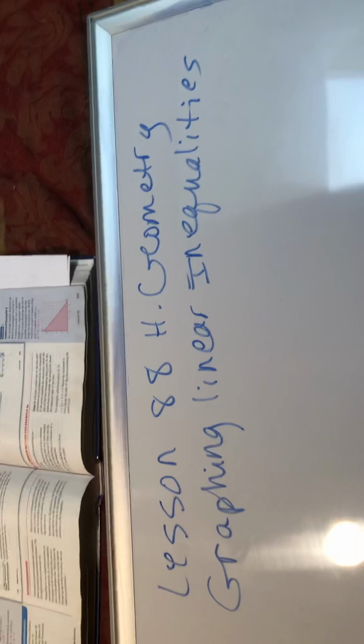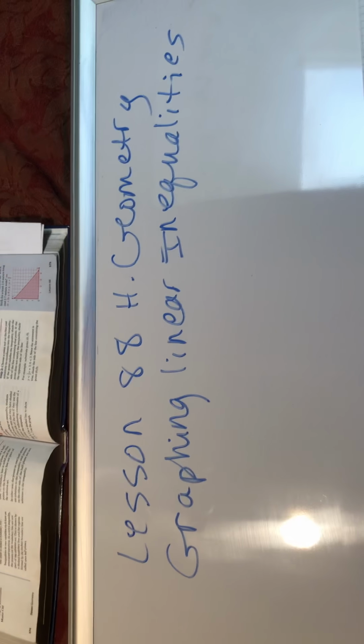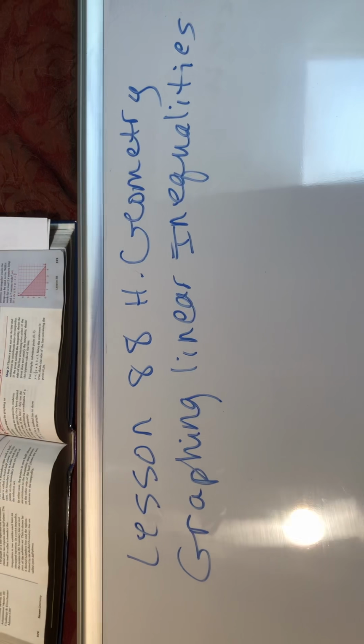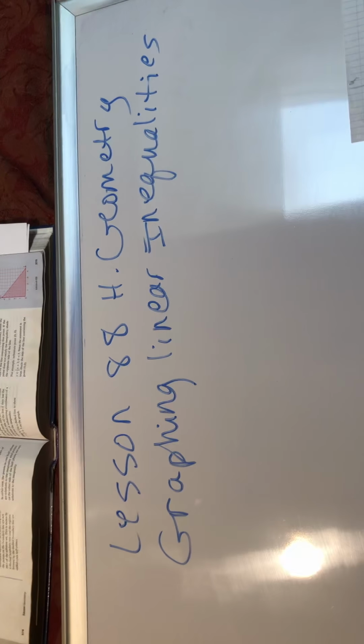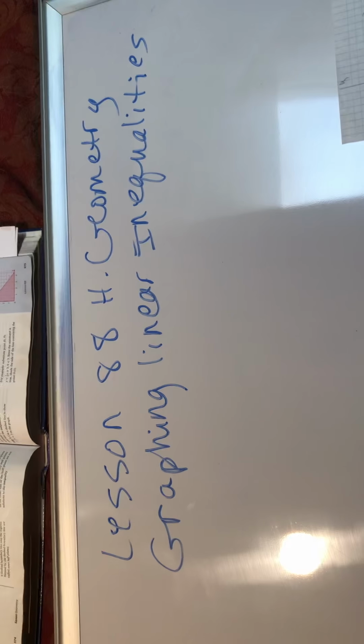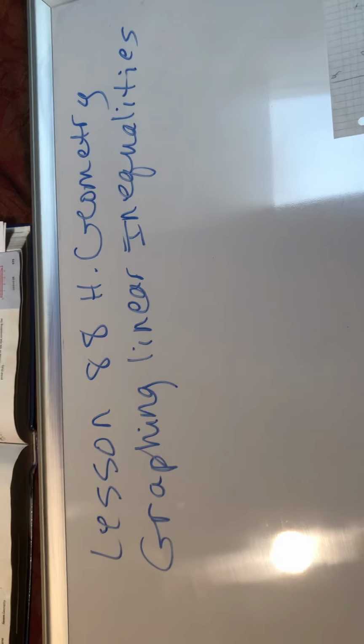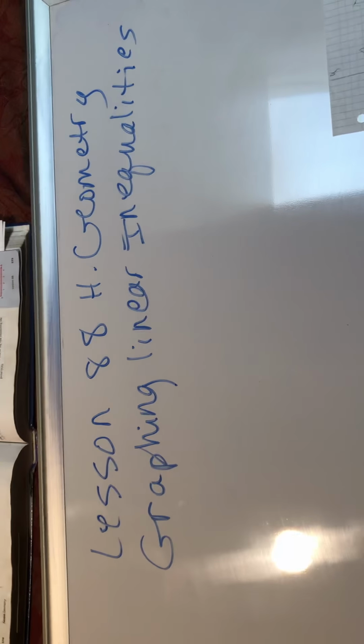So this is lesson 88 for honors geometry. It's graphing linear inequalities, which is very easy, so I'm not going to take much time on this. It's something that we did in Algebra 1. You need your pencil and a map color because you're going to color above the line or below the line, and it's going to be solid or dotted. So make sure you have that.